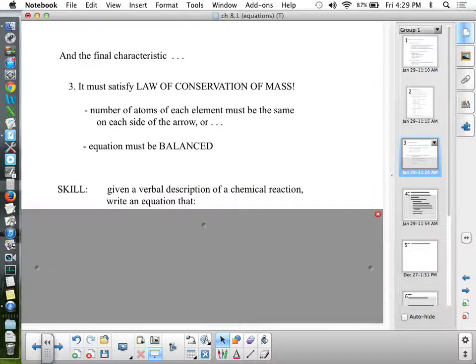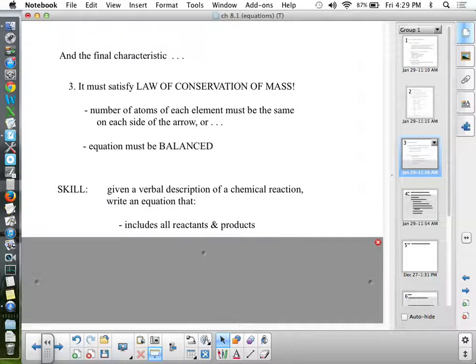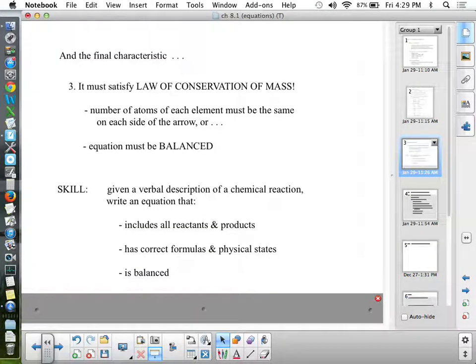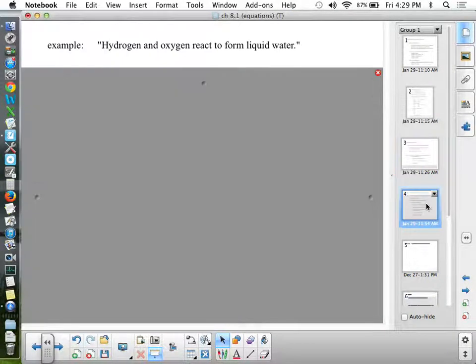So here's what I expect you to be able to do. If I give you a verbal description of a chemical reaction, meaning a sentence that describes exactly what the reactants and products are in the chemical equation, you should be able to write an equation that includes everything, that has correct formulas and physical states, and is balanced. So let's take an example of that. Hydrogen and oxygen react to form liquid water. I want to write a balanced equation having correct formulas and correct physical states to represent this chemical reaction.